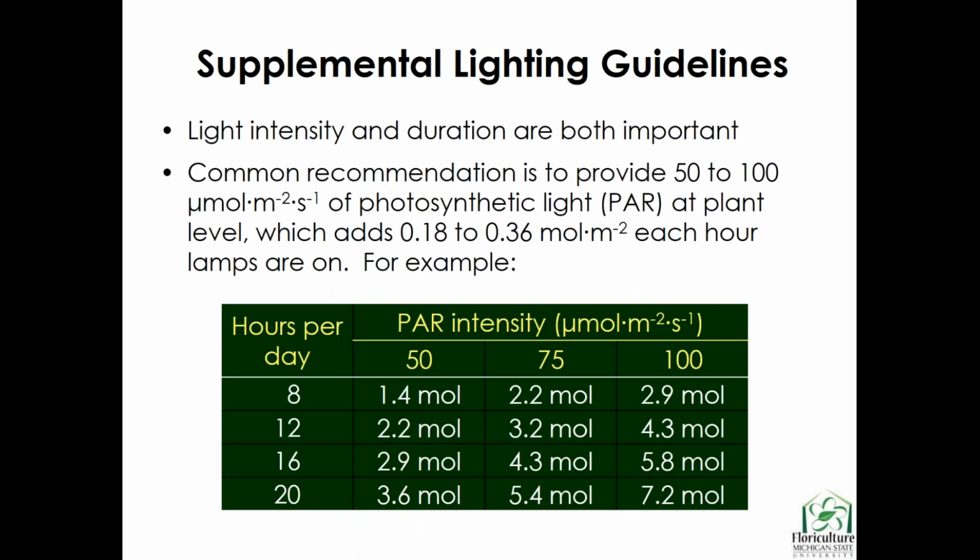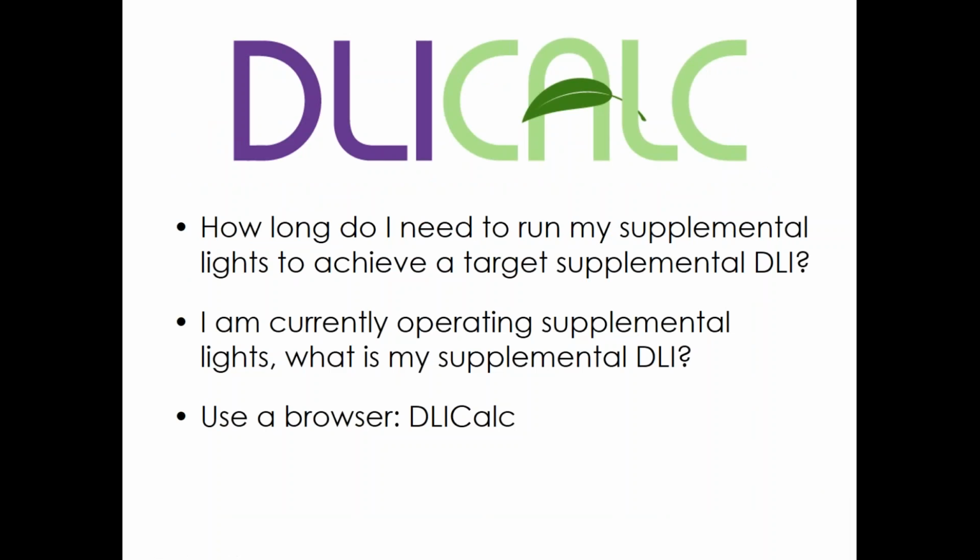What about intensity and duration? So again, as we increase that light intensity from those supplemental light sources, anywhere from 50 to 100 micromoles, our daily light integral is going to increase. But we see that if we have those lights on for 8 hours and they're providing 50 micromoles of light, they're only going to give us an additional 1.4 moles of light. In order to get nearly 4 moles, we have to run those lamps for 20 hours. When we double that light intensity, we can get up to 7 moles of light. So again, a function of intensity and duration. We actually have a calculator.